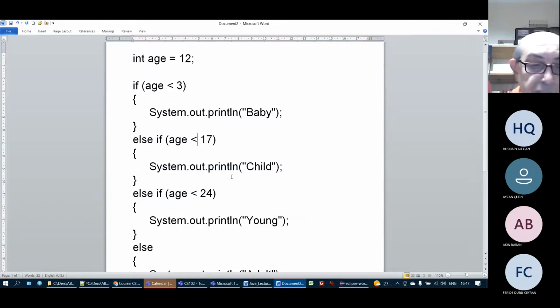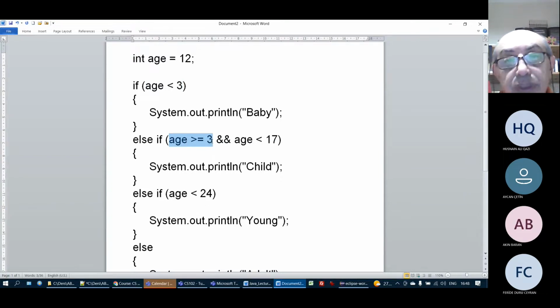You don't need to put here if age is greater or equal to 3, and I can do this, but this is useless, because in order to come to this else if, this has to be false. So it is already ensured that age is greater or equal to 3, okay? Because in order to come to else, this must be false. Therefore, age cannot be less than 3. It must be either equal to or greater than 3. So this is already guaranteed. So I don't need to write this, okay? Is this understood?